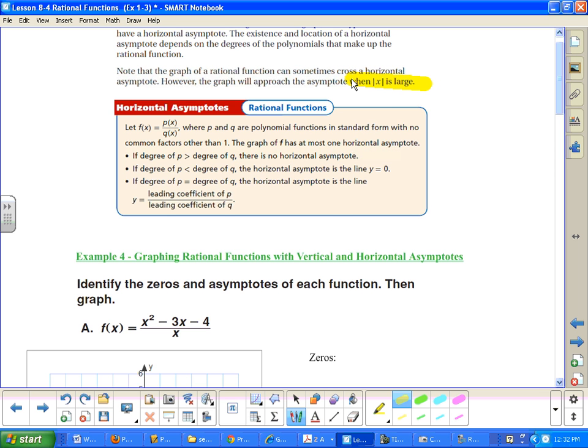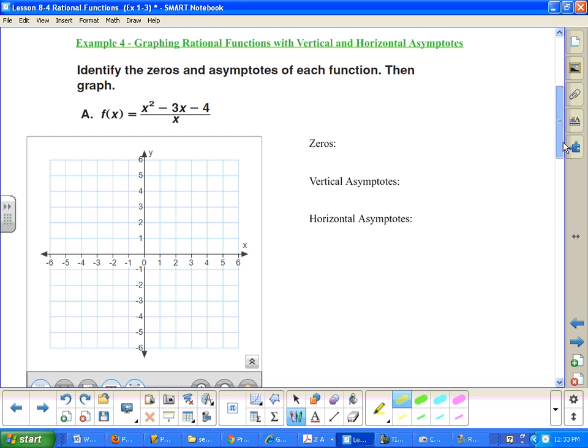So here's what happens. Let's go through this problem here, and I'm going to explain why it is what it is. When we talk about end behavior or the horizontal asymptotes, if you can see this, then it will really help you. So we've got x squared minus 3x minus 4 over x. First we want to find the zeros. So we're going to factor.